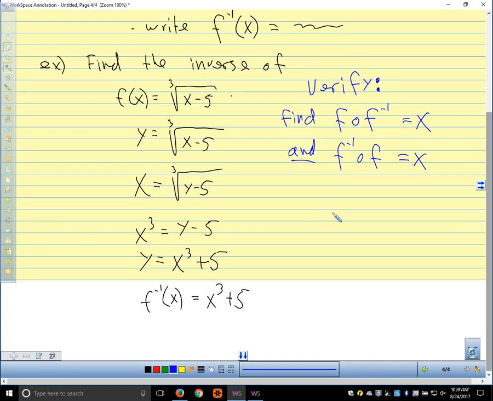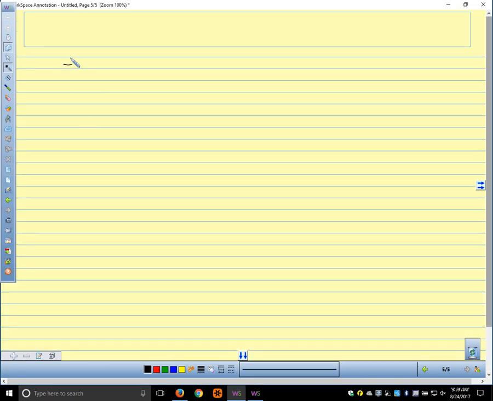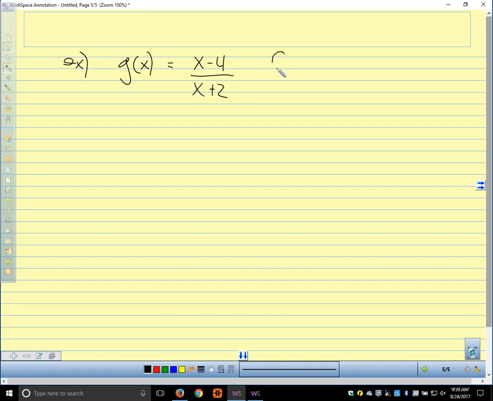All right, questions on that example? Okay. Let's look at another one. I like this example. This is the kind of example that teachers like. When teachers say that, that's kind of a hint. You might see this kind of problem again somewhere. And we want to find g inverse.